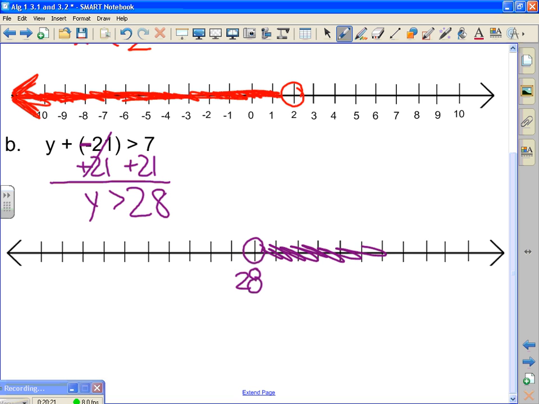Which way do we shade? That's right, to the right. So make sure you shade it in fully. And that's the graph of y greater than 28. Great. Go ahead and get this one down, and we have one final slide coming up next.